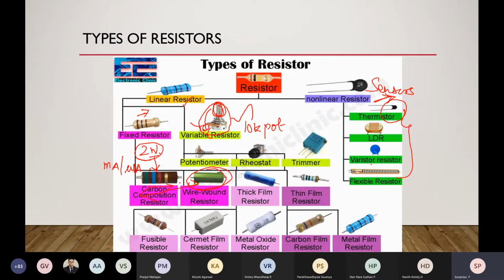Similarly, this LDR, light dependent resistor, has a light input. That is, you can have your normal bulb, your LED input, or sunlight, any input. Depending on the light input, the output resistance of this can be varied. They are all non-linear resistors. So these are all the different types.